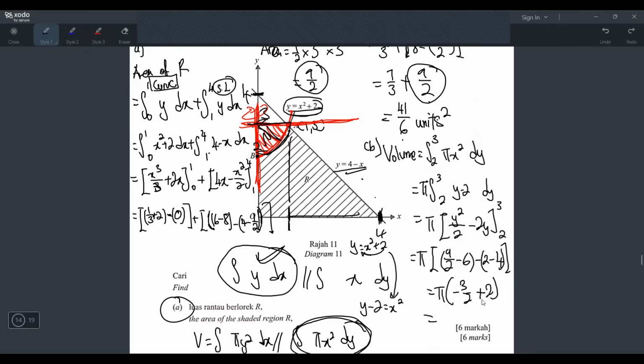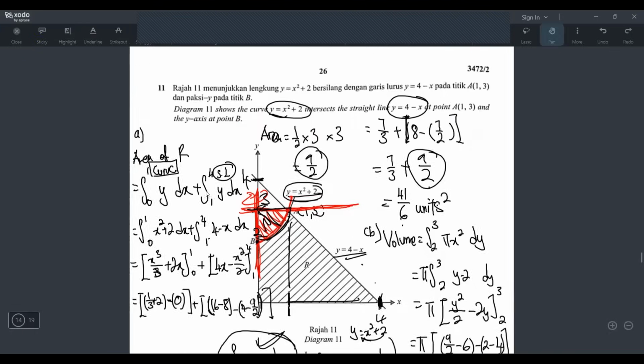And now what is negative 3 over 2 plus 2? 1 over 2. So the answer is 1 over 2 pi, and it's units cubed because it's volume, right? So yeah, that's the answer. Okay, so hope you understand my explanation.